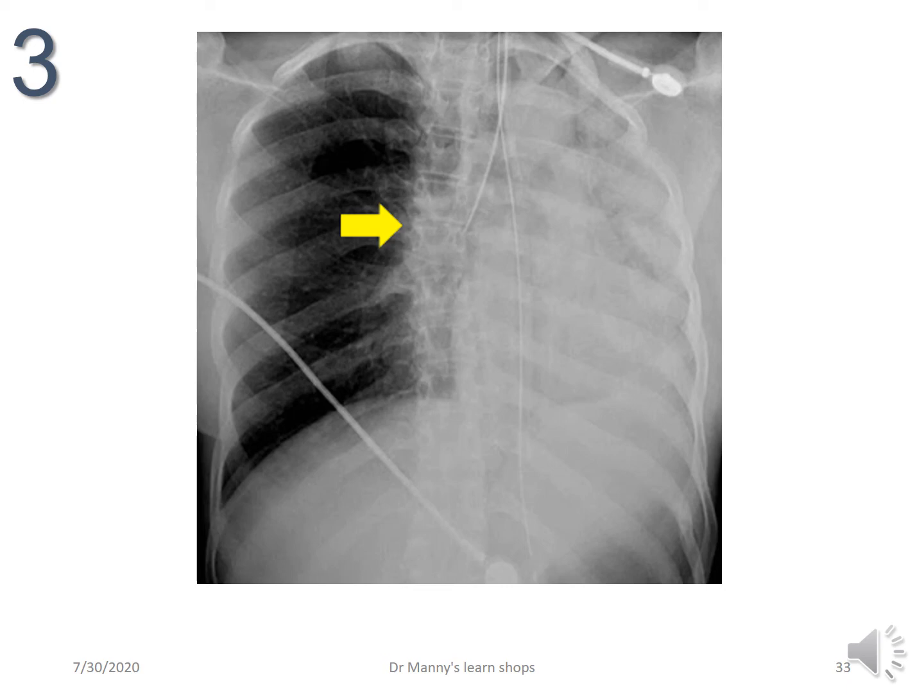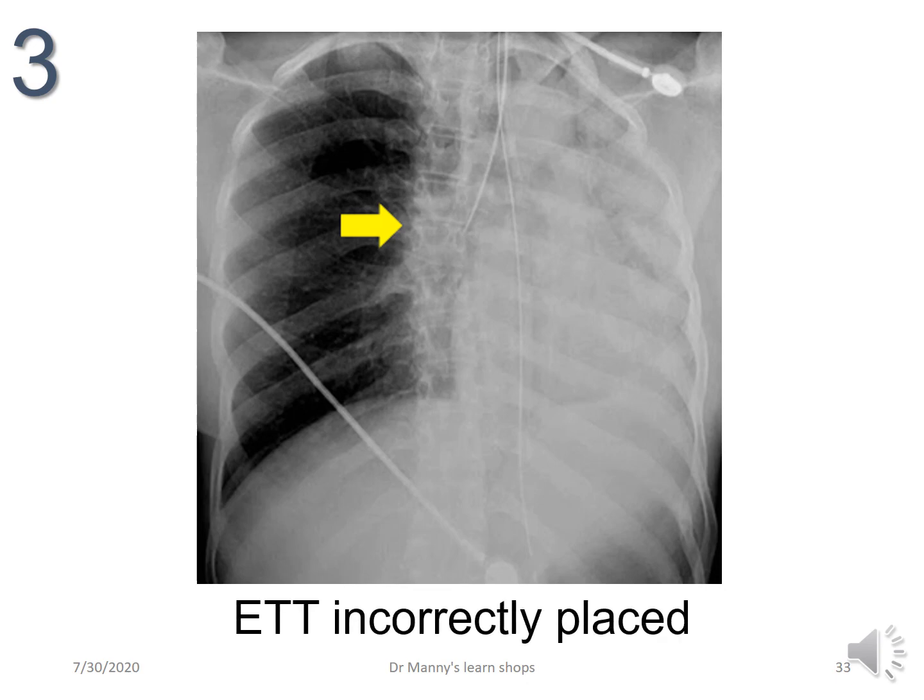What do you think? You've got a very black right lung and a very white, patchy, heterogeneous left lung. And you've got a tube going down into the stomach. That seems to be okay, but that's not the problem. The arrow is pointing to another radio-opaque tube, which is the endotracheal tube, and it's going into the right main bronchus. It's incorrectly placed, which is why it's only ventilating one lung and not the other lung. The other lung is atelectatic.